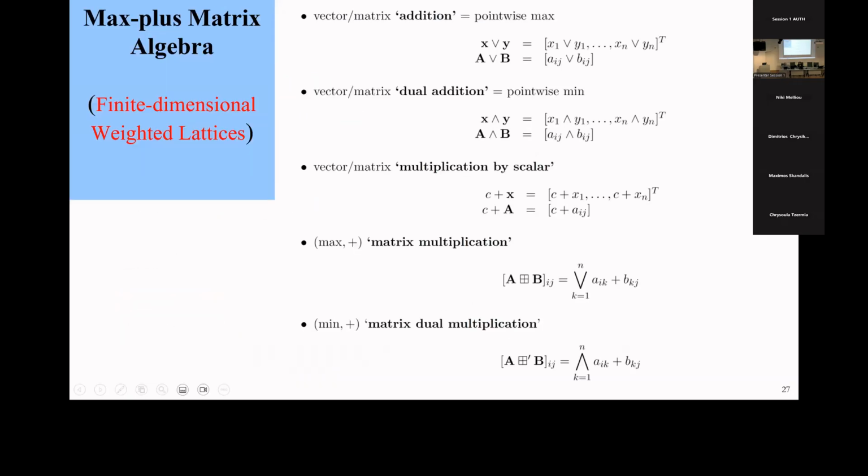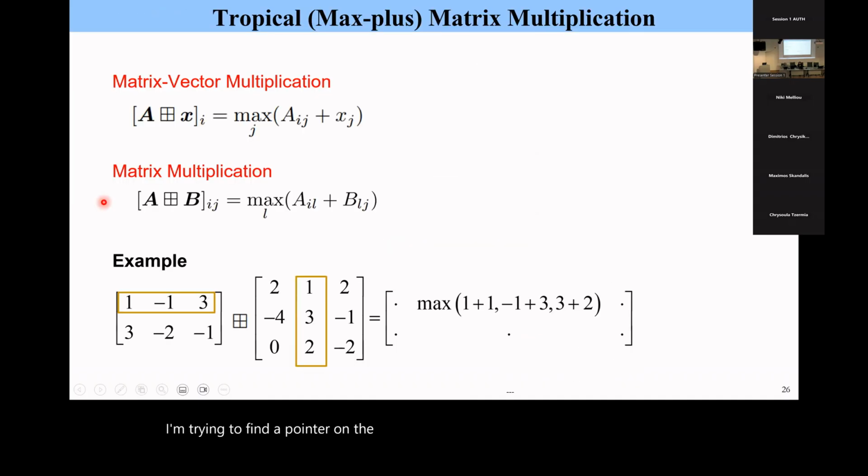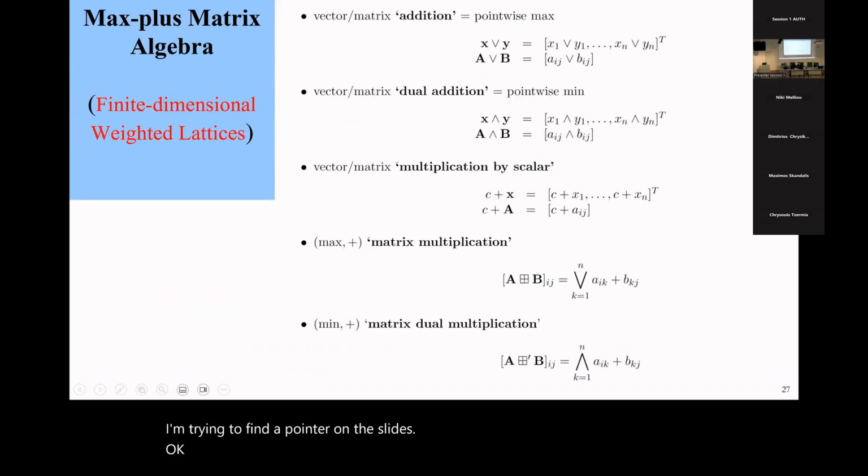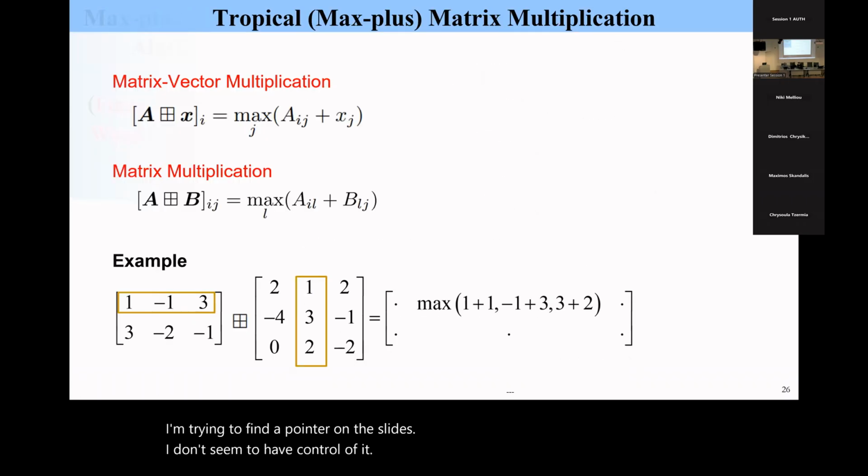I'm trying to find a pointer on the slides. Okay. I don't seem to have control of it. This one, in any case, it doesn't seem to want to be controlled.